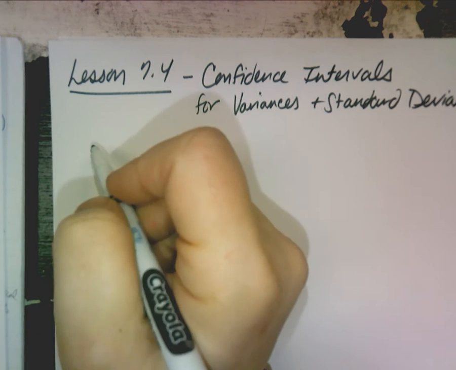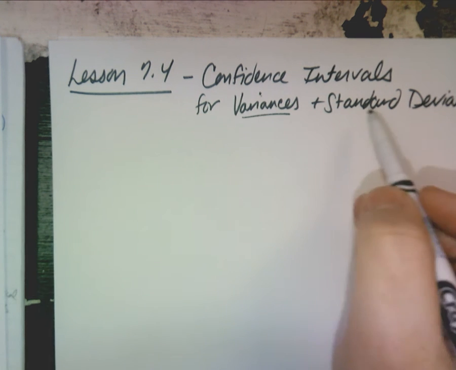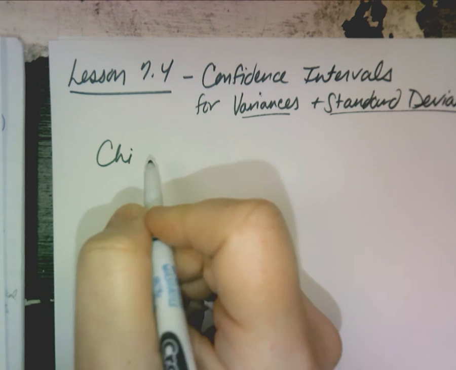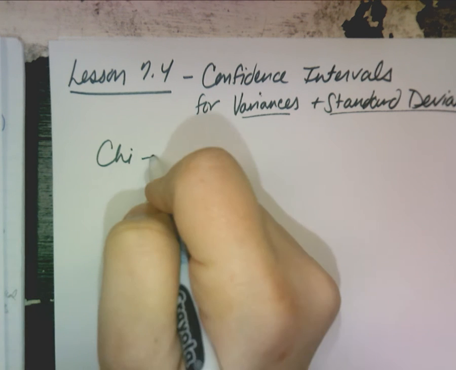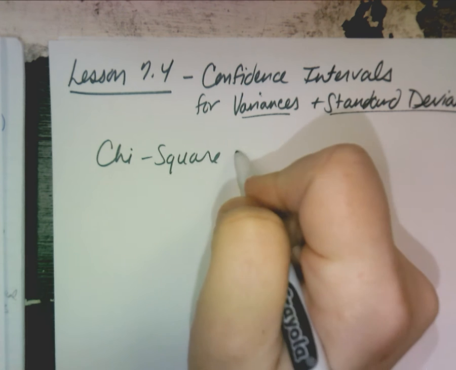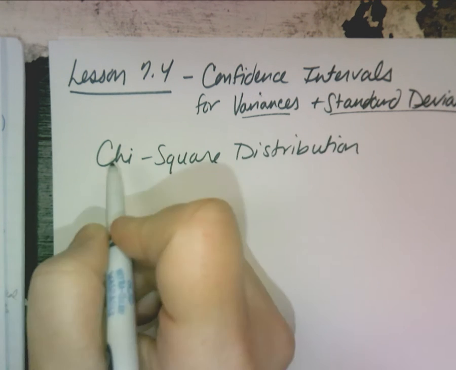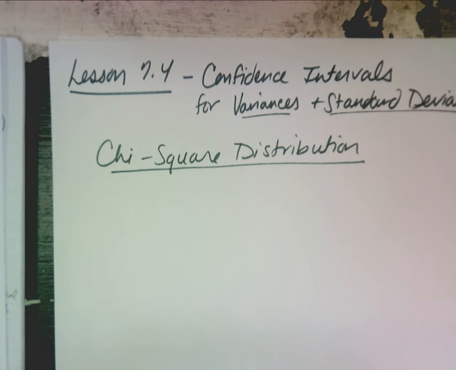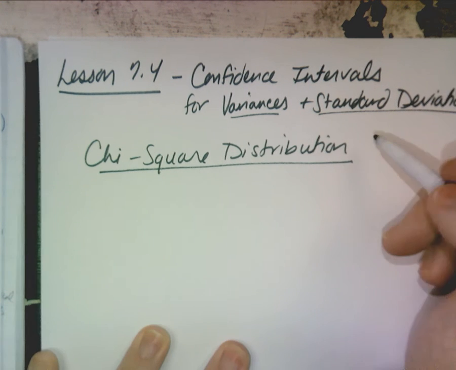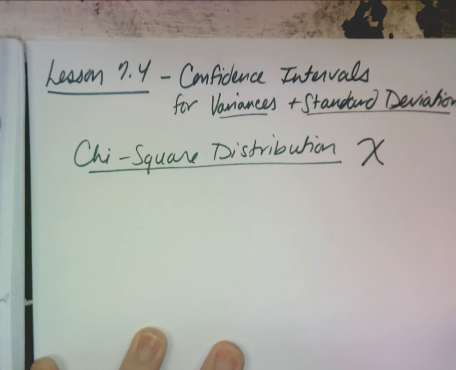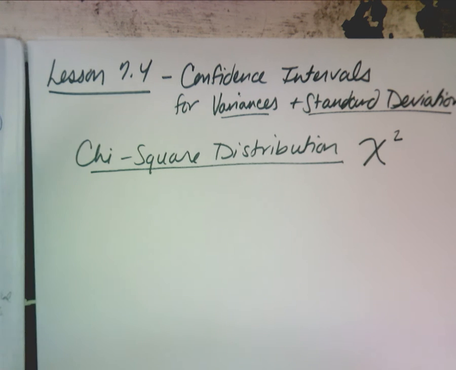And what we use for variances, for confidence intervals and standard deviation, is this thing called chi, not chi, chi-square distribution. Remember, everything in mathematics is usually based off of the Greek alphabet. And chi looks like this. It's like a curly X, but it's called chi-square. So you put a little 2. Chi-square distribution.